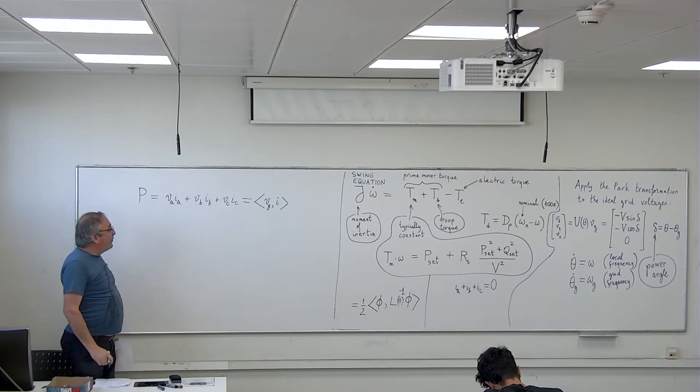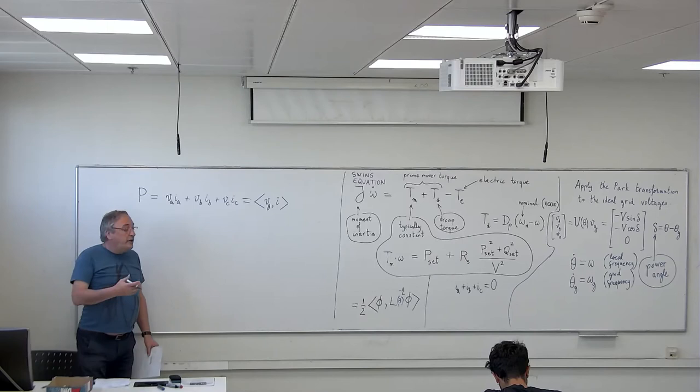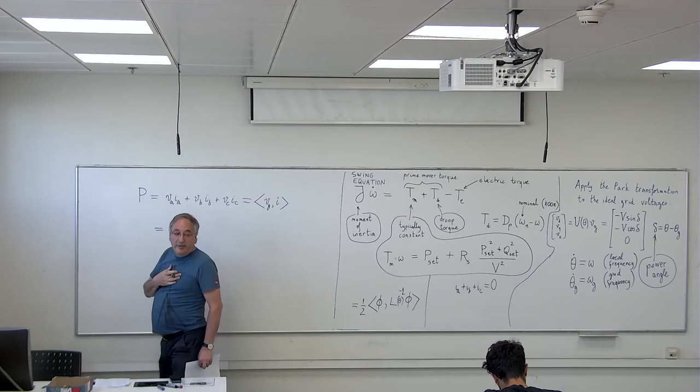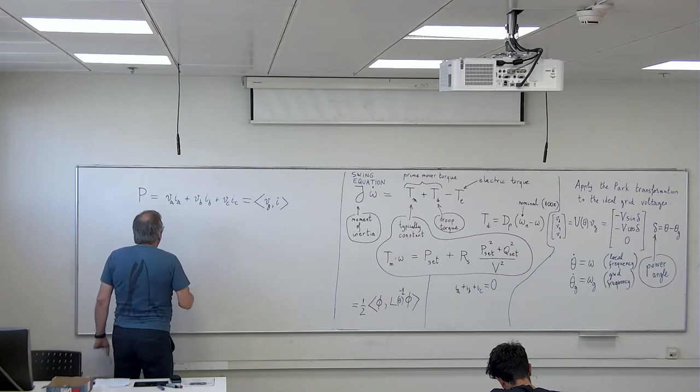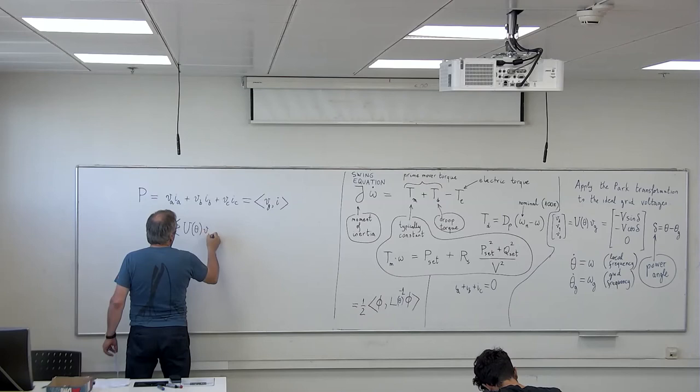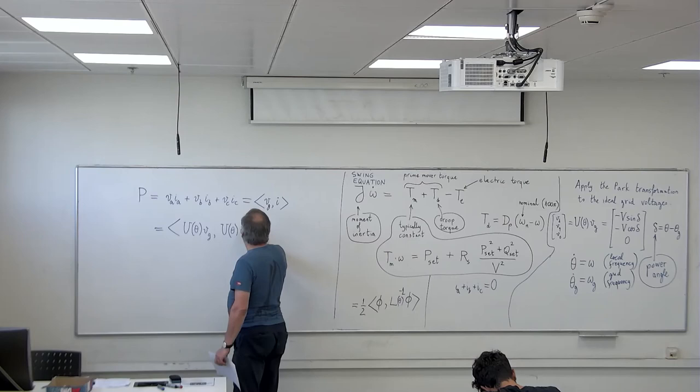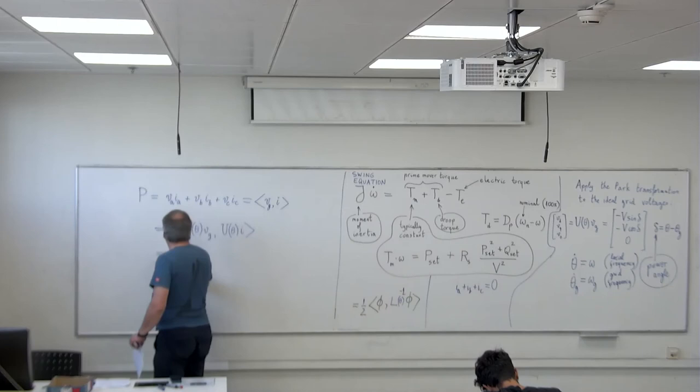Now, in this scalar product, we can multiply both sides with a Park transformation, because you know that a unitary matrix, if you put it on both sides of an inner product, then it remains unchanged. That is a basic property of a unitary transformation. So this is equal to U of theta VG, inner product with U of theta I. So this is equal because it is unitary.